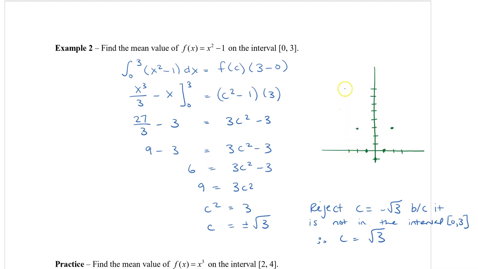I get a parabola that looks something like this. And the area underneath this parabola would be this part here, which I'm going to shade in green. So the mean value theorem for integrals states that this area that I'm shading in green is the same as having a c value of root 3. So that's approximately 1.732. So that's about here. So that would be the same as the area in this rectangle that I'm going to color in black.